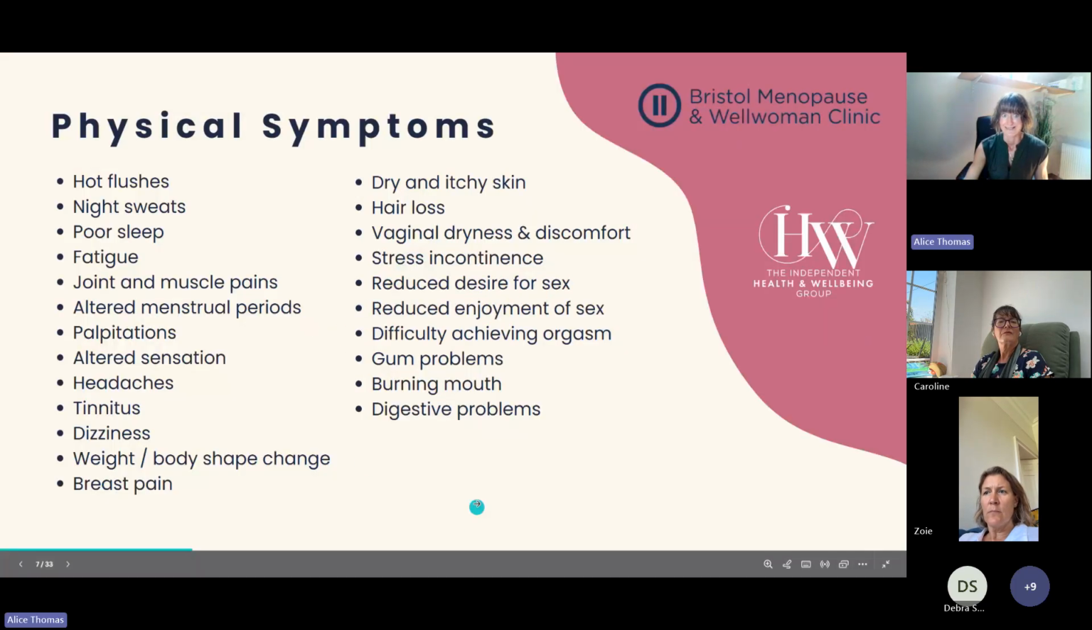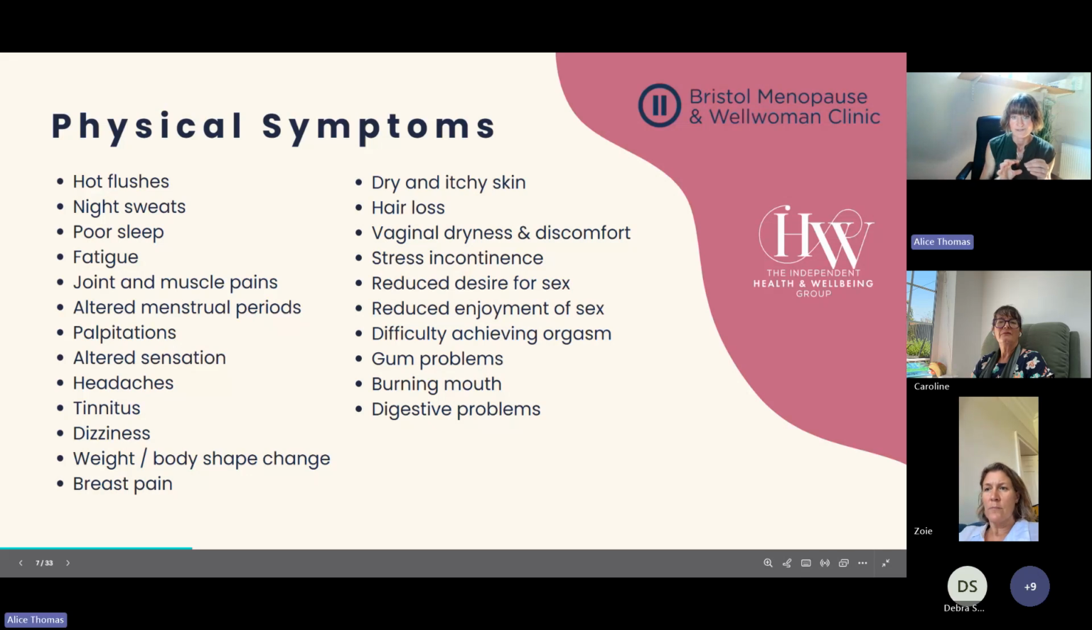So these are the physical symptoms, and these can vary greatly from person to person, as with all symptoms of perimenopause and menopause, and they vary significantly in severity, intensity, and duration. Hot flushes and night sweats are among the most common physical symptoms, affecting up to 80% of women. These are caused by changes to the hypothalamus in the brain, the body's temperature regulator. They often begin in perimenopause, peak around the last period, and then they can persist for many years afterwards.